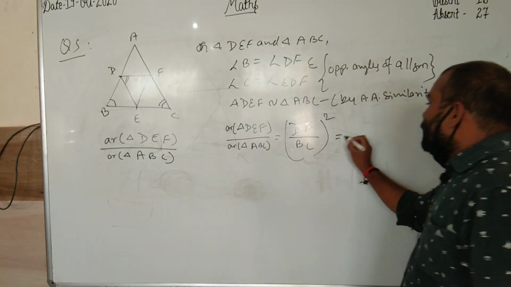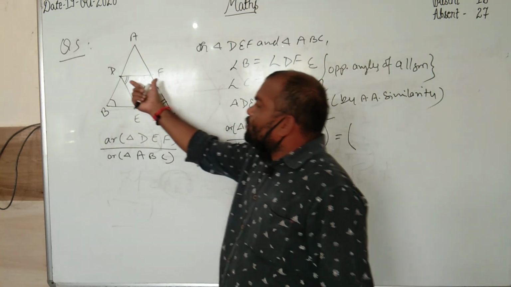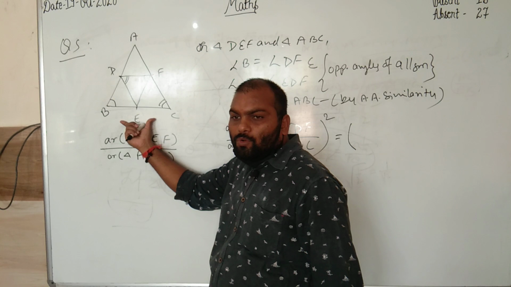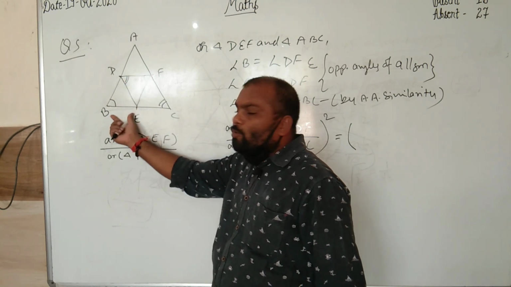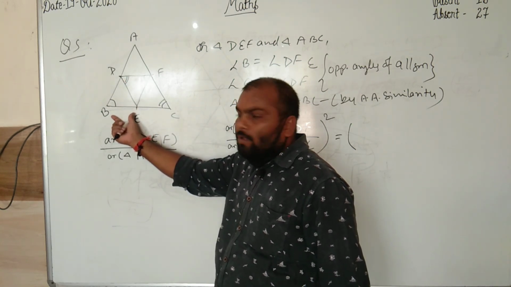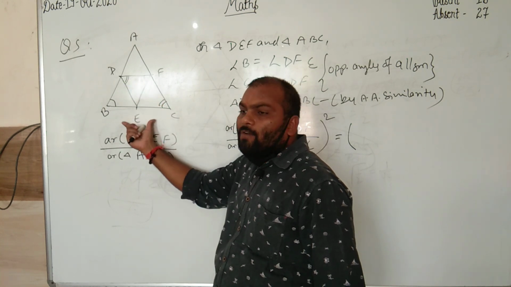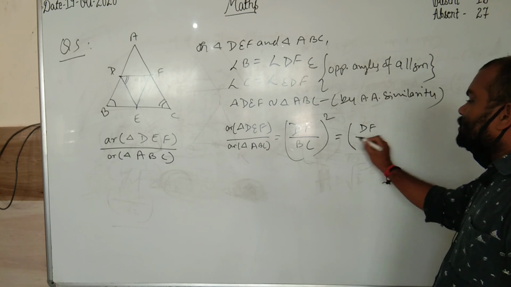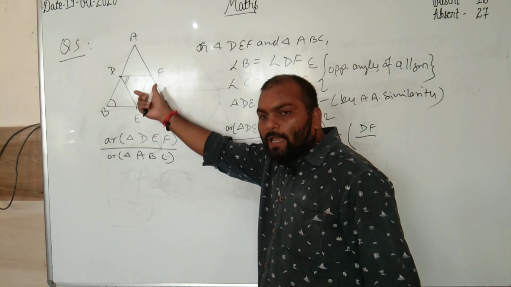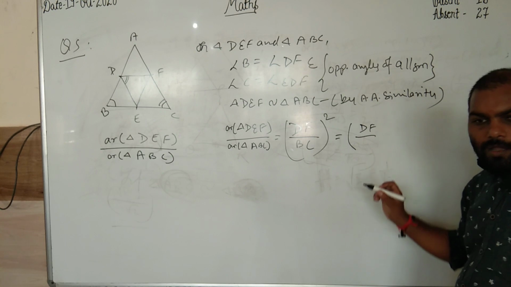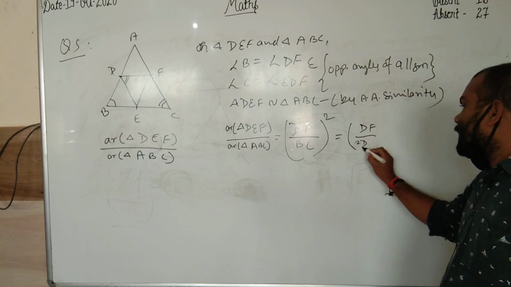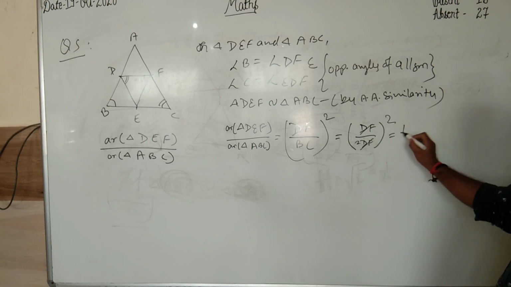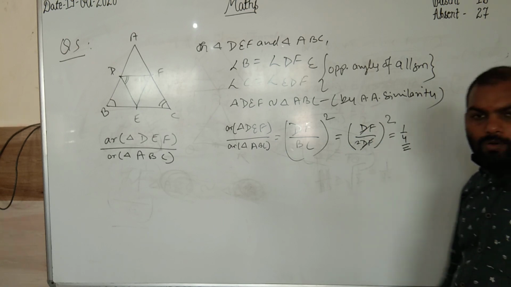Now we know that these are the midpoints. Midpoints means half of this BC also, means DF is equal to BE. Clear? Or DF can be written as half of BC. So DF is half of BC means BC can be written as 2 times DF. Clear? 2 times DF, squared. DF is cancelled. Square of 1 by 2 is 1 by 4. Clear?